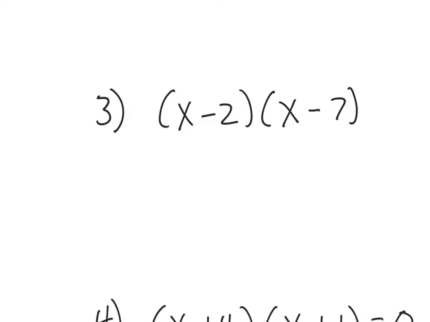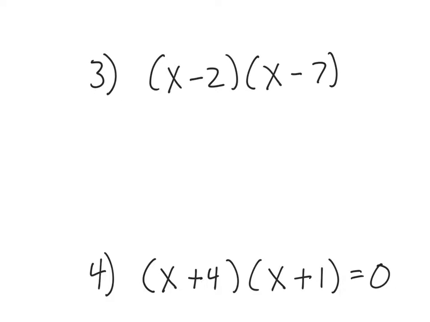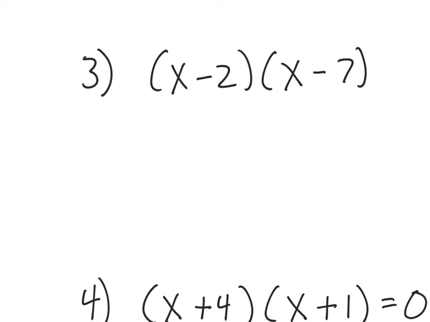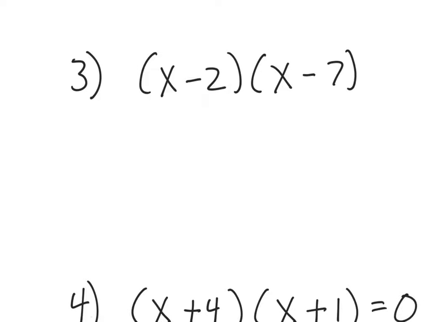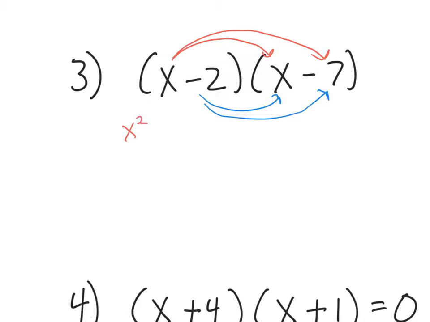Okay, number 3, we're finding the product of x minus 2 times x minus 7. So what I'm going to do on this one is the distributive property twice. I have to do it once for the x and then again for the negative 2. Okay, so let's do it for the x first. We'll do x times x makes x squared. Then x times negative 7 makes negative 7x.